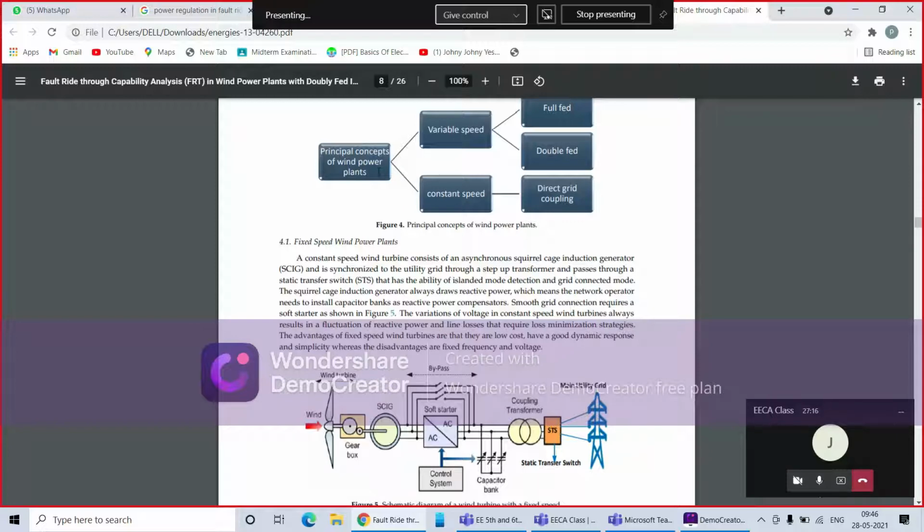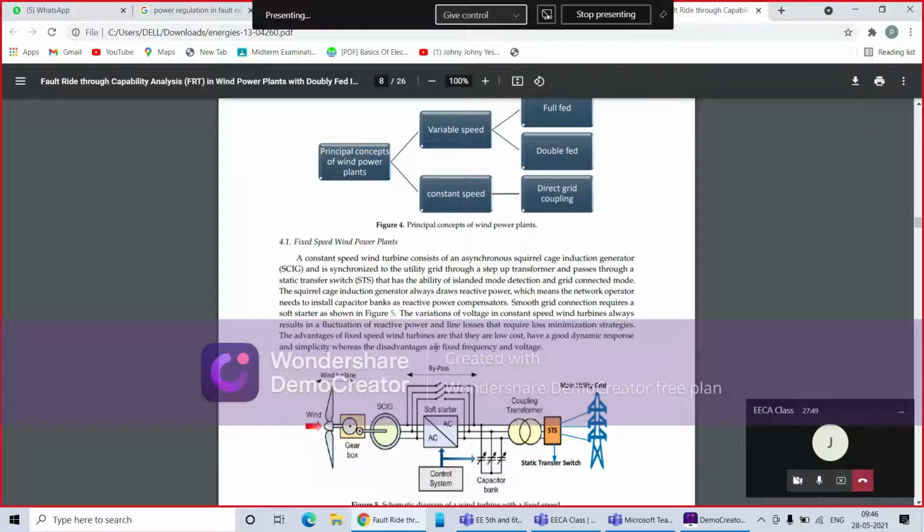Okay, so to compensate, as your squirrel cage induction generator is drawing reactive power only, so to compensate that demand, we are having this arrangement for your fixed speed wind power plant. Here is your squirrel cage induction generator, this is your wind turbine, this is your soft starter with control system, this is the capacitor bank to compensate the reactive power, and this is your static transfer switch, this is your coupling transformer, and then it is connected to your main utility.